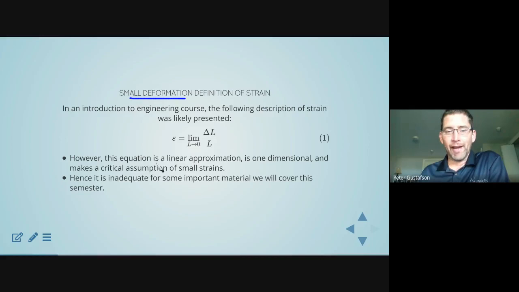However, it is what we will call a linear approximation. It actually isn't the best definition of strain, and we'll get into the more advanced definition of strain in this class. Ultimately, we need to recognize that the larger the deformation, the worse this equation becomes. Of course, this equation as written is one-dimensional. We recognize now that we have this concept of a tensor, so it's not one-dimensional. It's going to have 9 components. Again, I will highlight that this makes the critical assumption of having small strain.